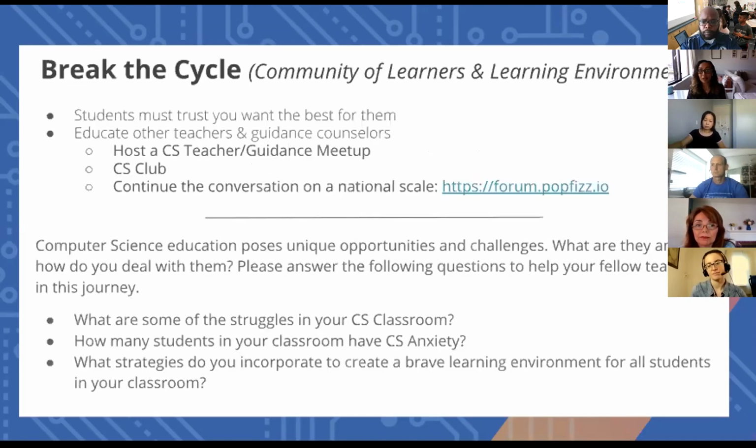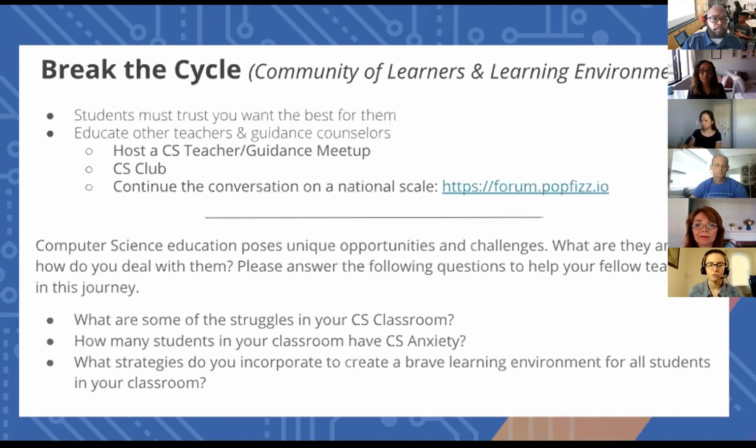So here we're going to wrap things up, and then you are going to start on your PopFizz platform. Just to wrap things up, students must trust that you want the best for them, because at some point in their lifetime, Black and Brown students specifically may encounter a mentor or a teacher who tells them they're not going to make it to a certain stage in their life, or that they're not enough to graduate from college.